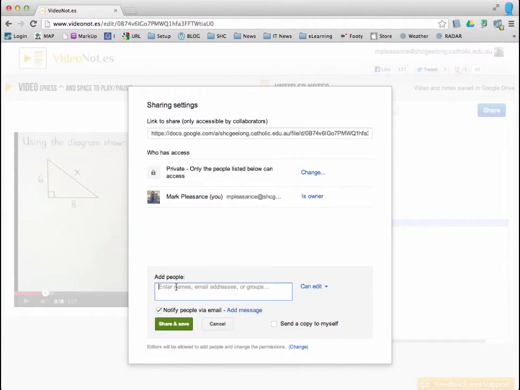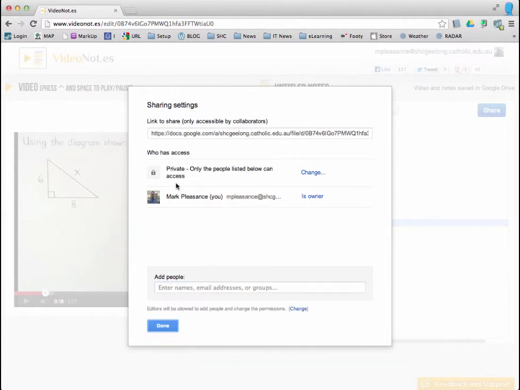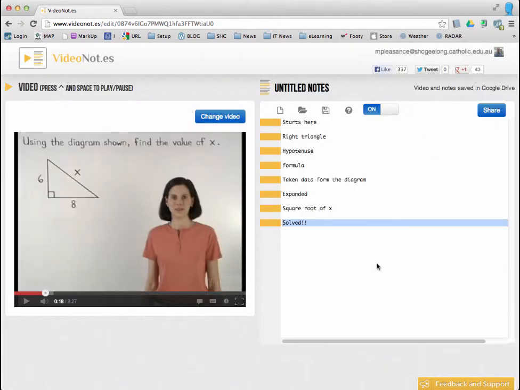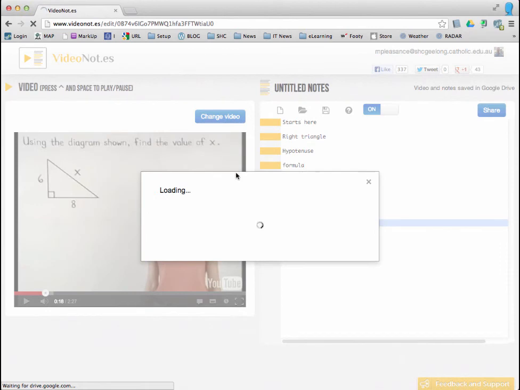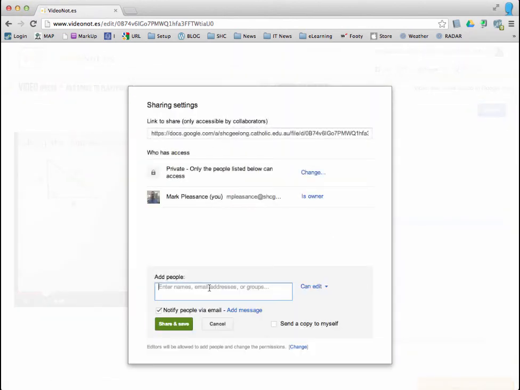They will then click that link. It will take them to this screen with all of your notes and the video in the same spot. So you can share in the same way you would a normal Google Doc with any other student, or basically anyone within the school, and they will get your notes and they will get that video.